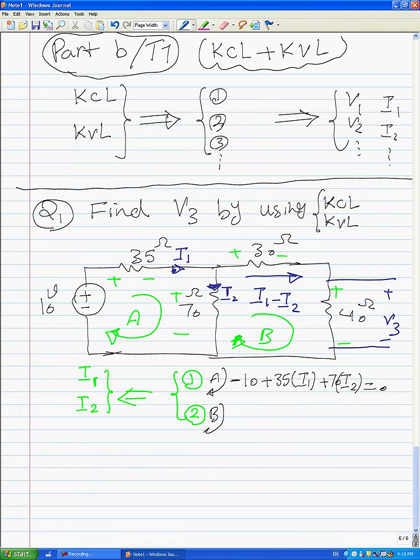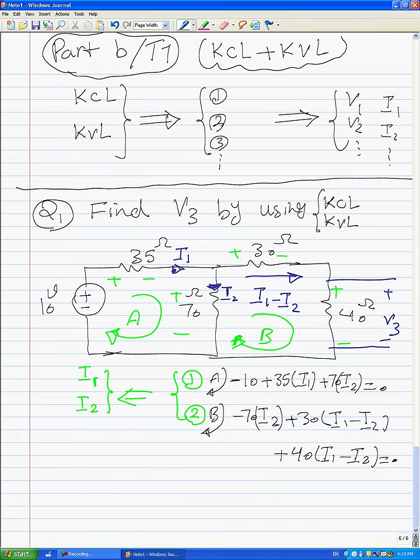KVL in loop B says minus 70 times I2 plus 30 times (I1 minus I2). Important note, the current for 30 is I1 minus I2. Plus again 40 times (I1 minus I2) is equal to 0. Okay, right now it's clear. We have two equations in terms of two unknowns.